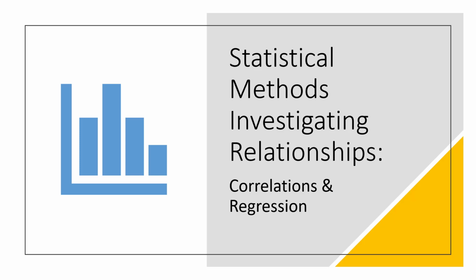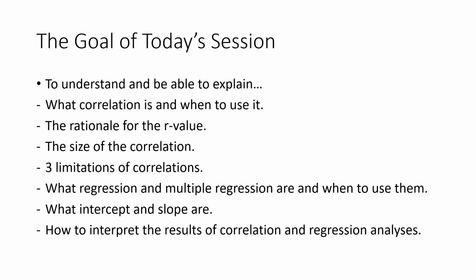Statistical methods investigating relationships, correlations, and regression. The goal of today's session is to understand and be able to explain what correlation is and when to use it, the rationale for the R value, the size of the correlation, 3 limitations of correlations, what a regression and multiple regression are and when to use them, what intercept and slope are, and how to interpret the results of correlation and regression analysis.